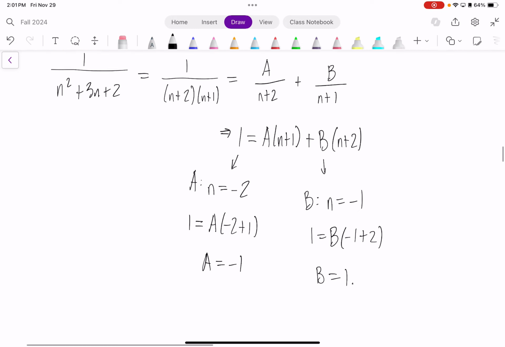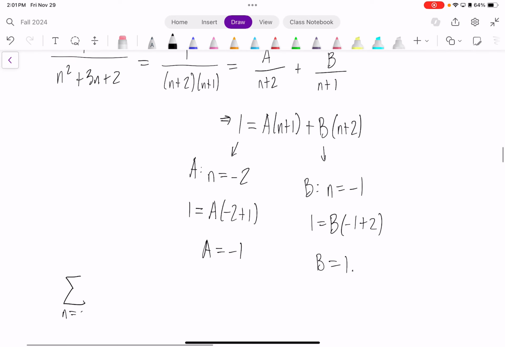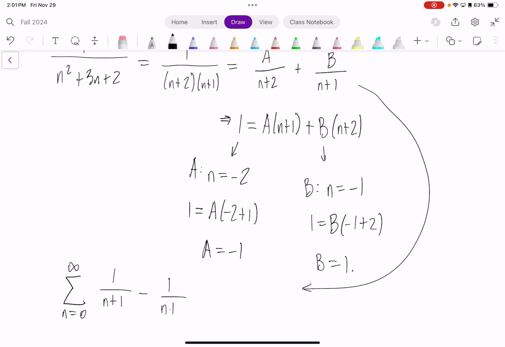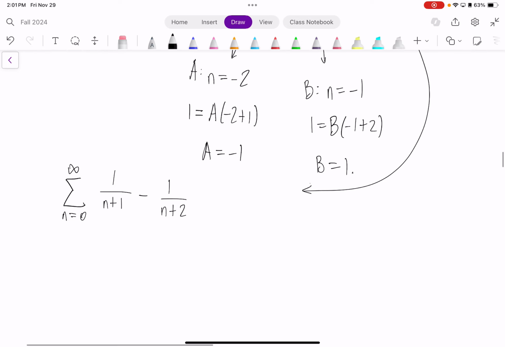Then this sum is now going to turn into the sum from n equal to 0 to infinity of, actually, I'm going to write the b term first. So we're going to have 1 over n plus 1 minus 1 over n plus 2. Okay. This should be really great prep for the final. What kind of series is this? Telescoping, right? We're eliminating every term, so let's actually try this out.